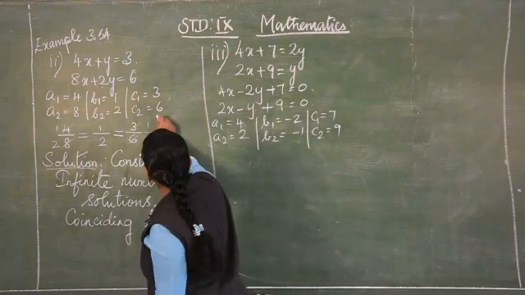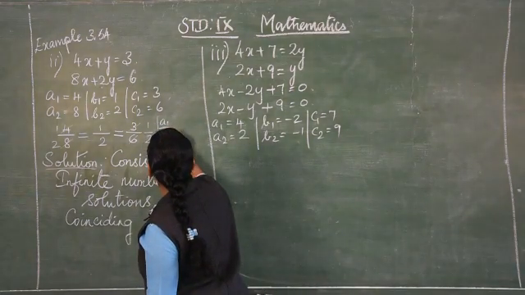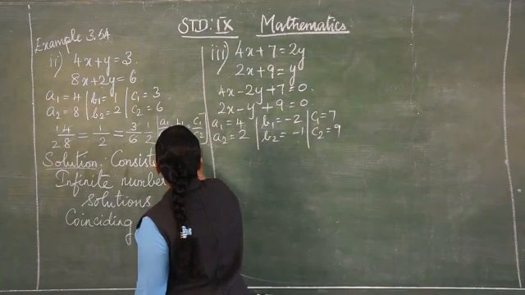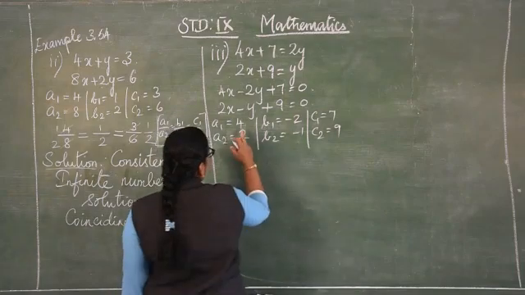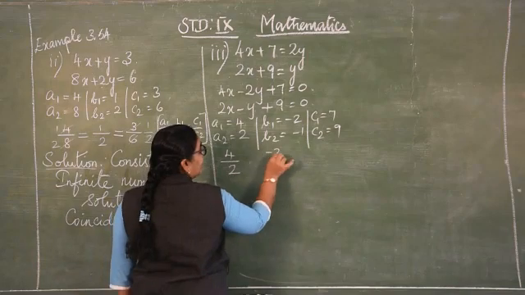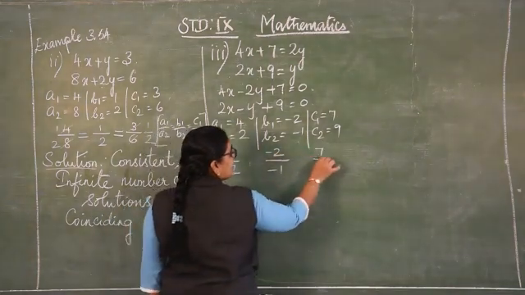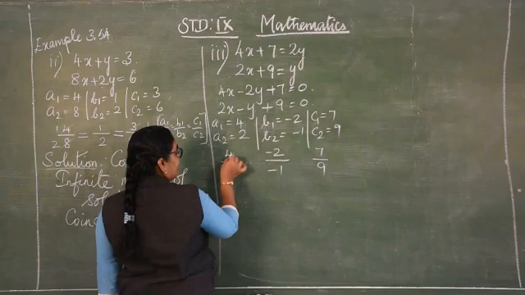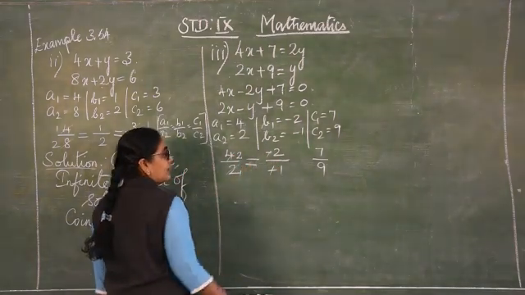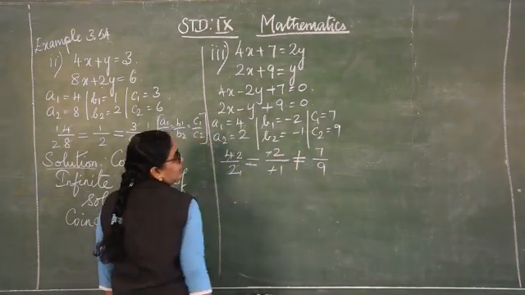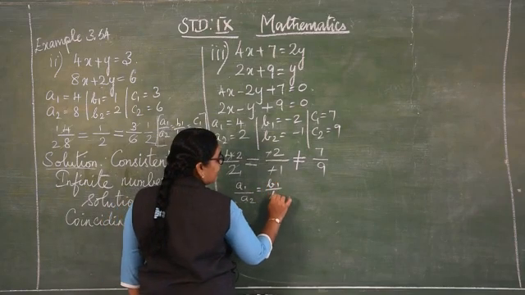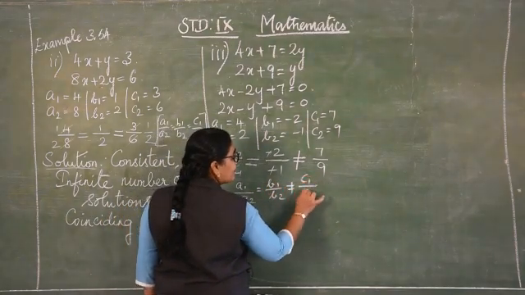So for your reference here you can write a1 by a2 is equal to b1 by b2 is equal to c1 by c2. This is your condition. Now we are writing what is going here. So 4 by 2, minus 2 by minus 1, 7 by 9. After cancellation this will become 2, this will become 2, like this 7 by 9. So these two are equal, but these two are not equal. That means a1 by a2 is equal to b1 by b2 is not equal to c1 by c2.